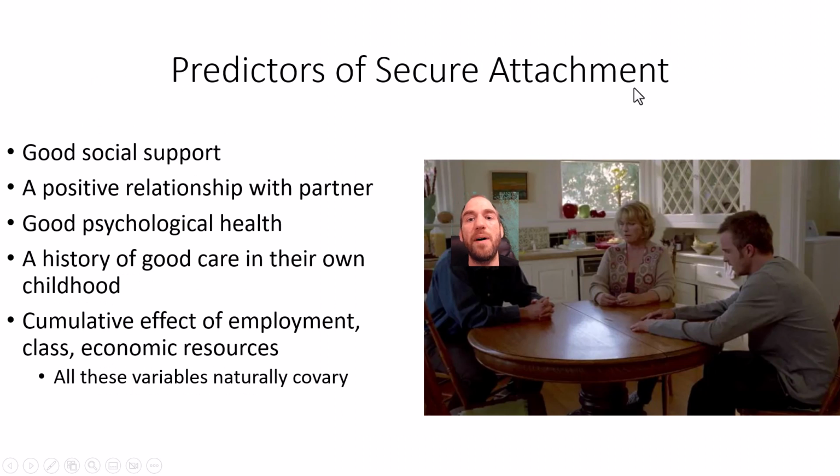Some predictors of secure attachment: a good social support system, a positive relationship with a partner, good psychological health, a history of good care in their own childhood, and the cumulative effects of employment, class, and economic variables. All these variables naturally co-vary. So a lot of things are predictive of attachment between parents or caregivers and the child, including emotional resources, social resources, maybe within the family, the partnership or marriage, good health in general, and then just that life history.